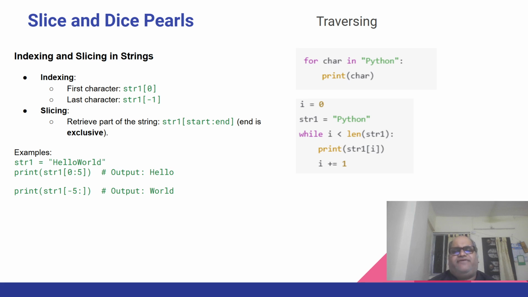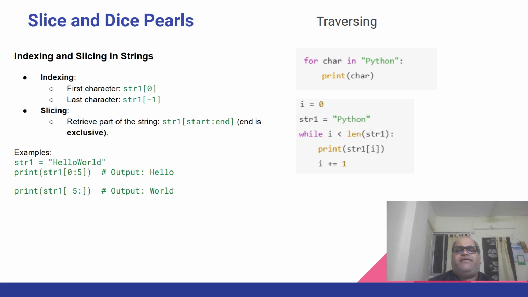If you want to traverse, you can do that with either a for or while loop. So if you can see on the right side of this slide, if you write for character in Python, and if you print character, every line will have one individual character. So Python.